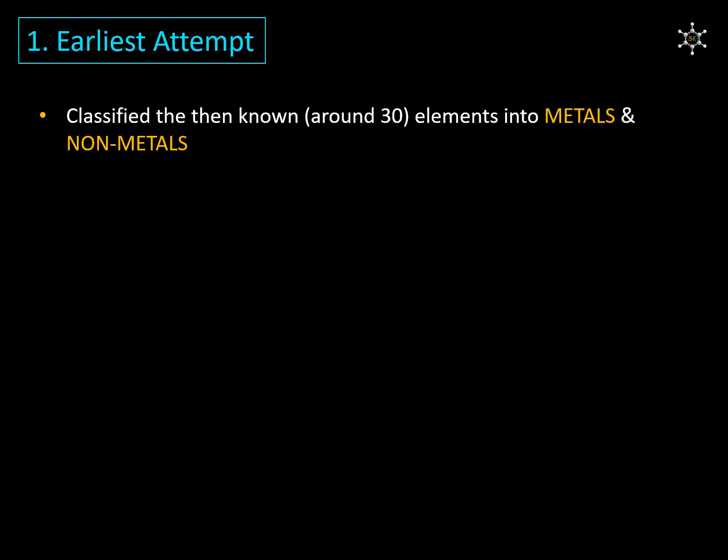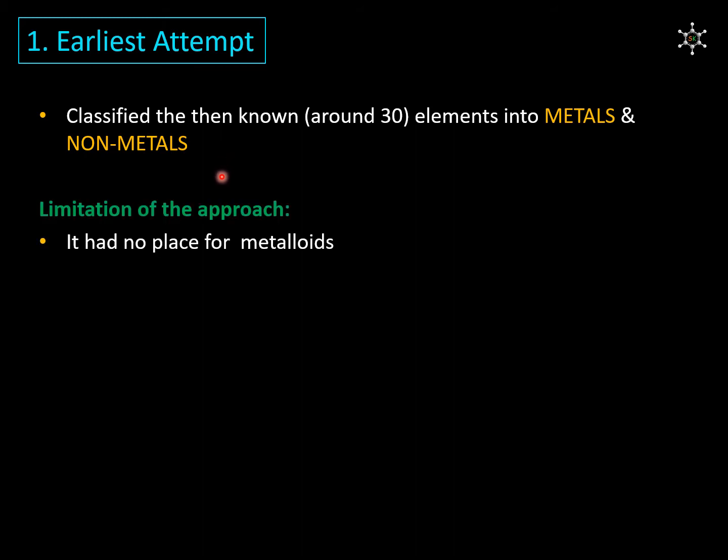The earliest attempt in the history of the periodic table was classifying the then known elements into metals and non-metals. If we trace back, people knew how to use refined copper metal around 11,000 years ago. The drawback of this approach is that it had no place for metalloids. Metalloids are all those elements which have properties of both metals and non-metals.